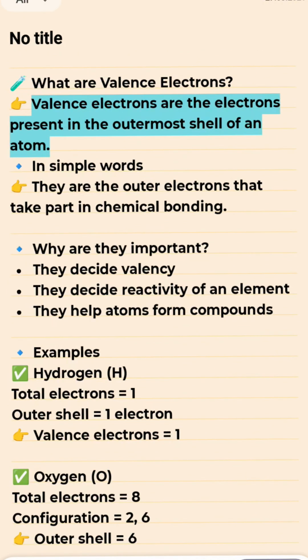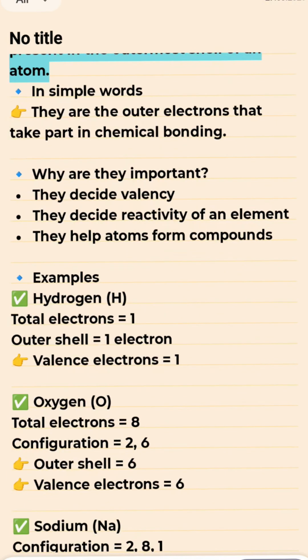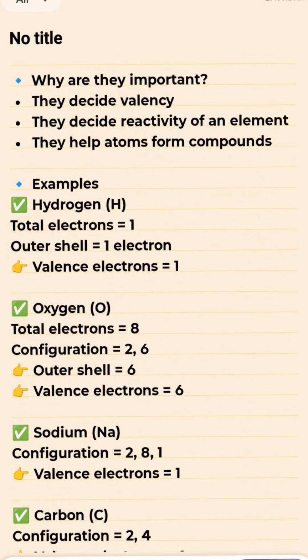Now I told you in between, valence electrons. So what are valence electrons? They are the electrons present in the outermost shell of an atom. That is, they are the outer electrons that take part in chemical bonding, because in chemical bonding only the outermost electrons are involved. And why are they important? They decide valency, we have just now seen. They decide reactivity of an element, whether it will lose or gain electrons. They help atoms form compounds because of the combining capacity, either by losing or gaining electrons or by sharing of electrons.